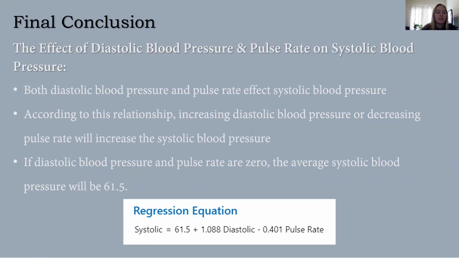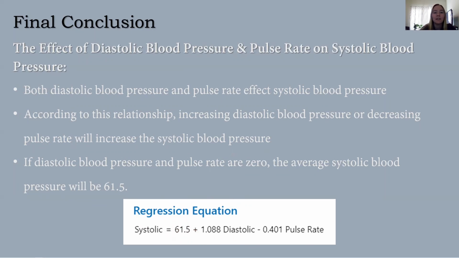What is our final conclusion? Both our independent variables, diastolic blood pressure and pulse rate, affect systolic blood pressure as seen in the models on Minitab. According to the relationship we found, increasing diastolic blood pressure or decreasing pulse rate will increase the systolic blood pressure. And we can see that by plugging in any values for diastolic blood pressure or pulse rate into the regression equation found through Minitab. So if we have a diastolic blood pressure and pulse rate of 0, the average systolic blood pressure will be 61.5. And you can see that here by this constant.